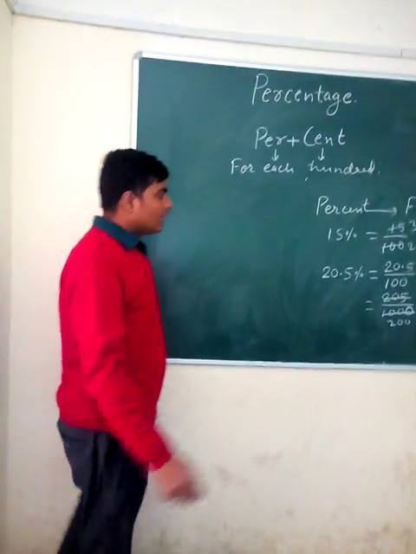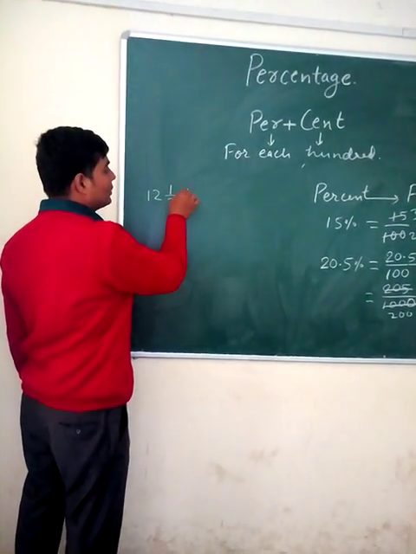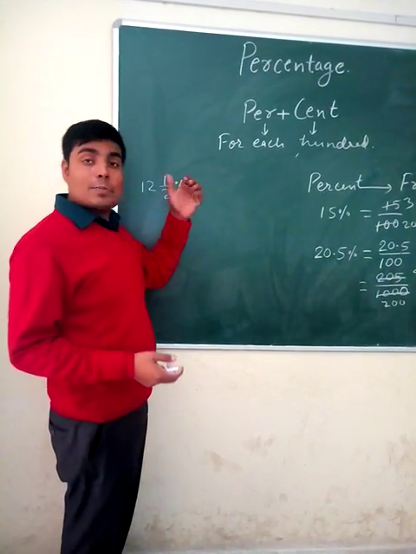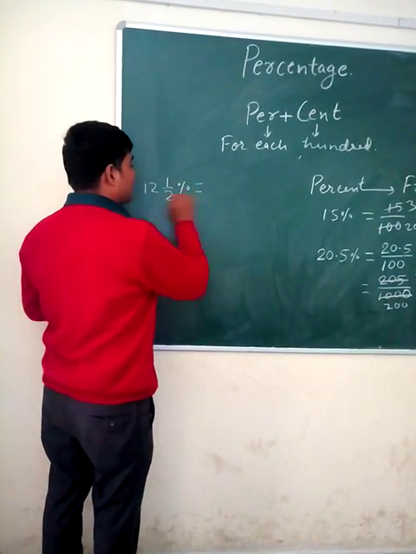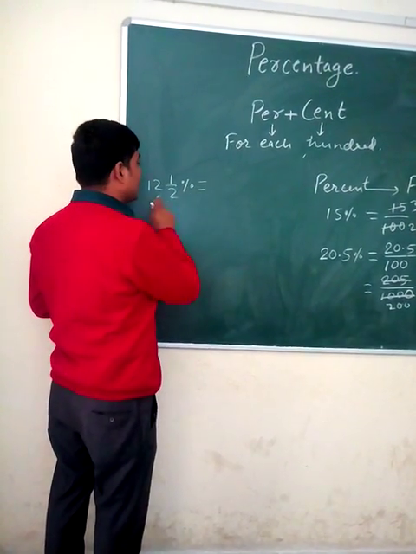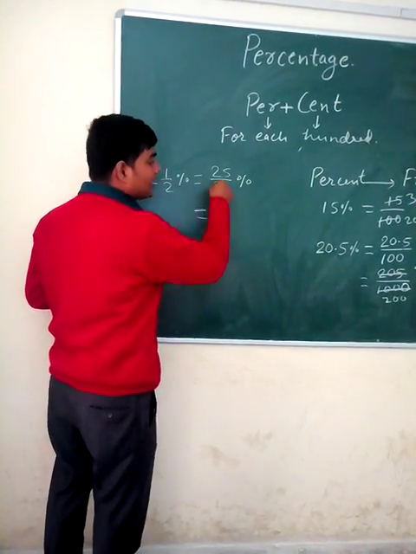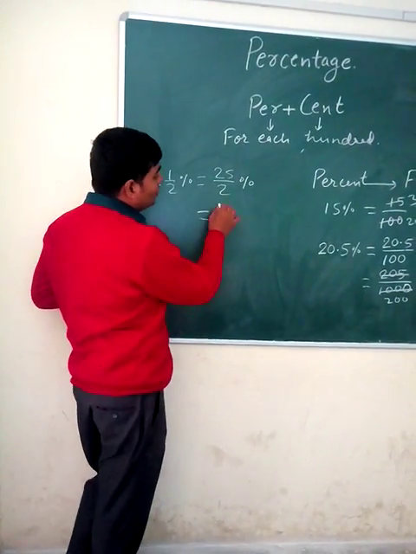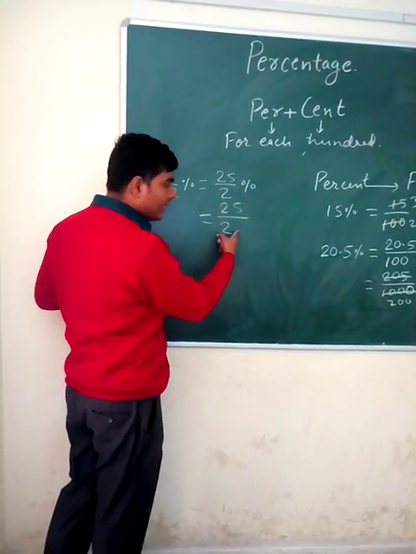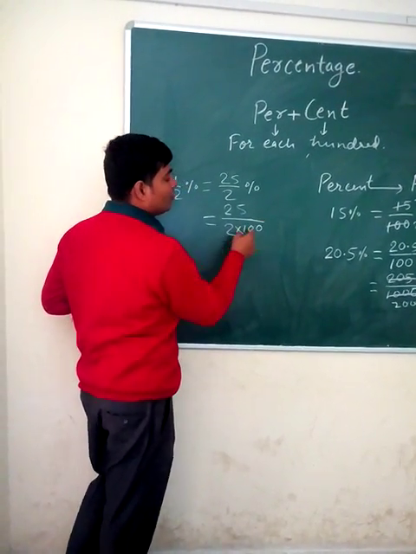Okay. Now another example, if there is written 12 whole 1 by 2%, which is in mixed fraction form, and again this percent means by 100. So you just write first it into improper fraction, that is 25 by 2%. And for this percent, you have to write 100 in the denominator. So multiply by 100 you have to write.